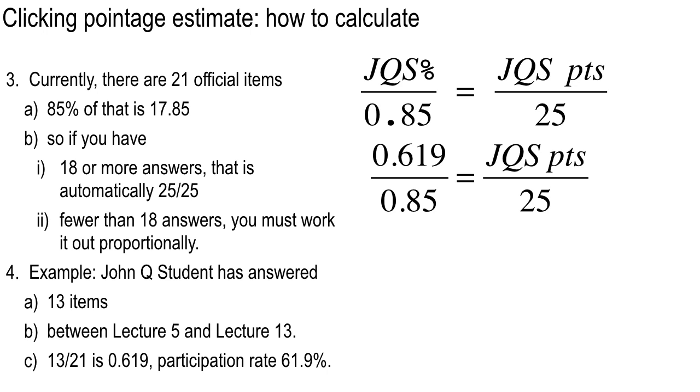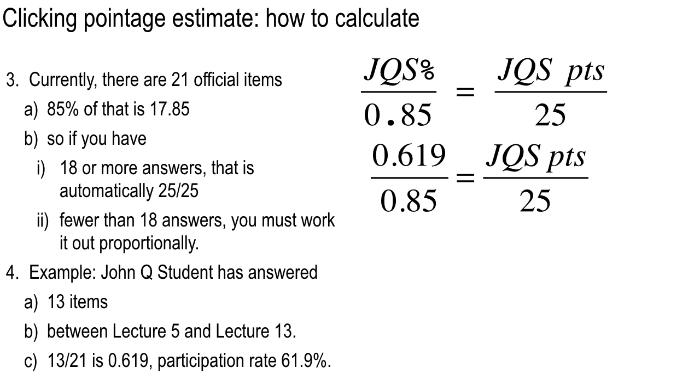Anyway, so what you do, you count up, you go in grades, how many have I got answered? 13. Divide that by 21, 0.619. And then you put it in the numerator over here on the left. And then in the denominator is the 85% performance level. Now 85 is to 25 points as 0.619 is to John Q. student's points. All right, so that's why the proportion is set up. So when I say you calculate it proportionally, this is what I mean.